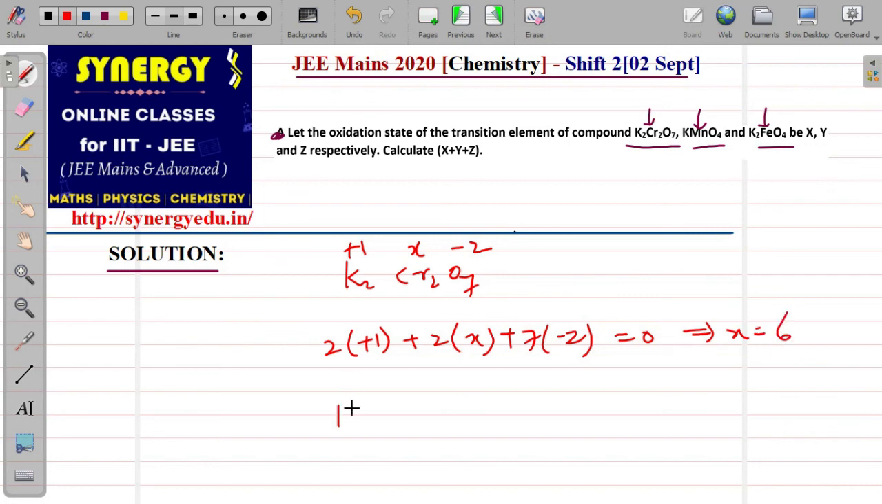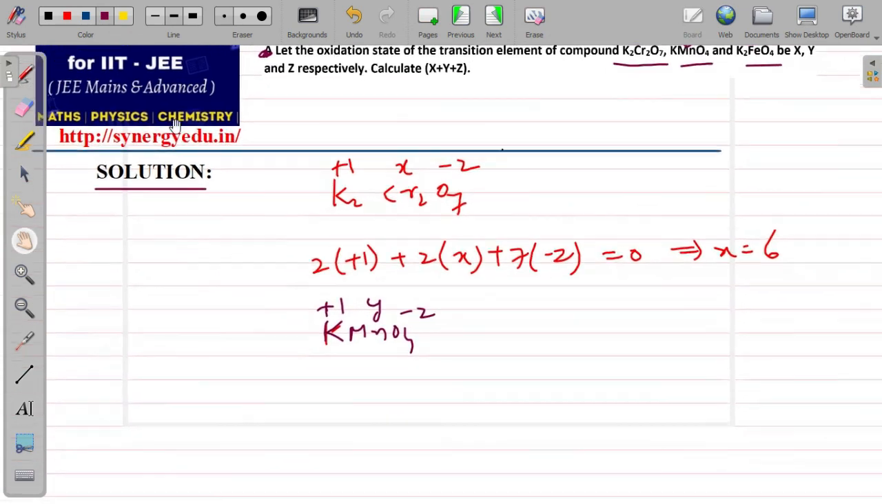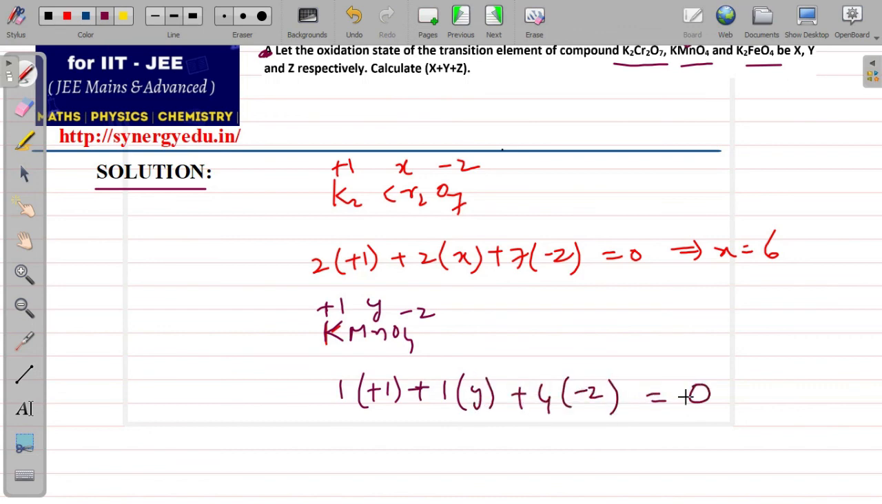Similarly for KMnO4, potassium is +1, oxygen is -2, and manganese is Y. So again you apply it: 1 into +1 plus 1 manganese into Y plus 4 oxygens, each with -2, total charge is 0. KMnO4 is a neutral species, therefore from this you will get Y as 7.